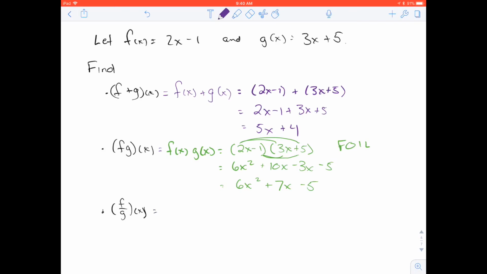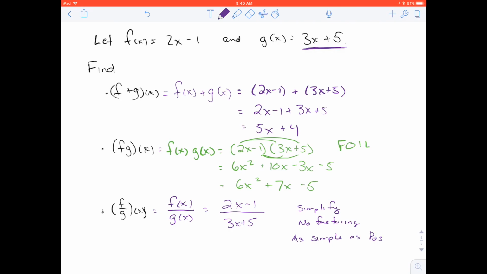If I move on to my last example, f over g of x, we said that was f of x divided by g of x, as long as my g of x was not 0. And in this case, we can see my g of x is not 0. So this will just be 2x minus 1 divided by 3x plus 5. And when we get here, we want to see if things can simplify. In this case, there's nothing to factor. So this is as simple as possible, and this would be our answer.